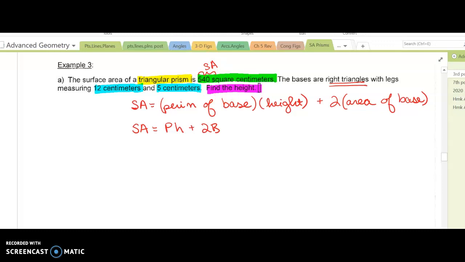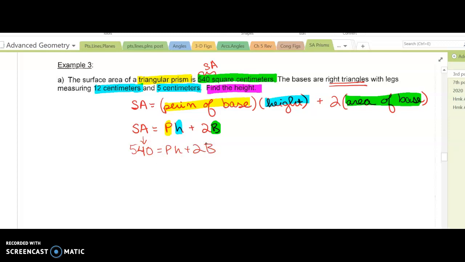So what I've written down here is just the surface area formula. We know that it's perimeter of the base times the height plus 2 times area of the base, and right below that I just wrote this out in letters. Perimeter is P, height is H, and area of the base is what B stands for, right? Well, we're still getting used to all these letters. So I'm going to go ahead and plug in the 540 for the surface area here.